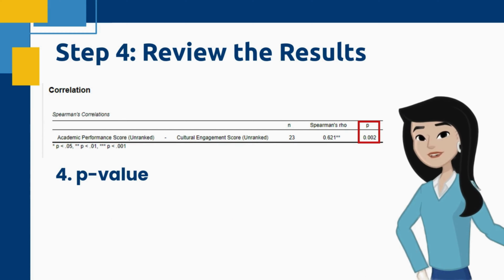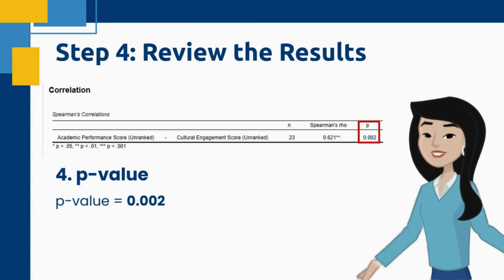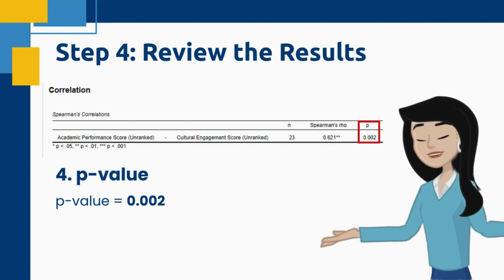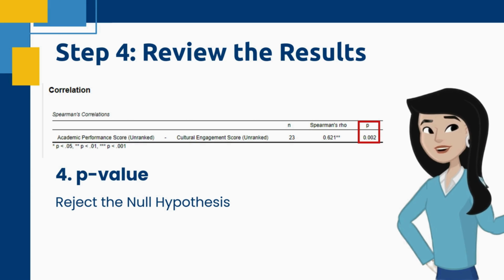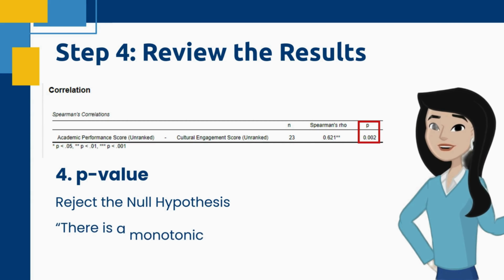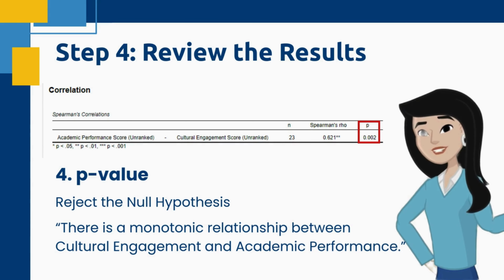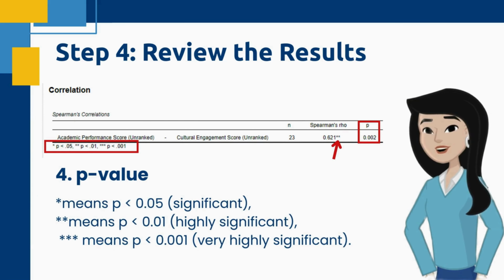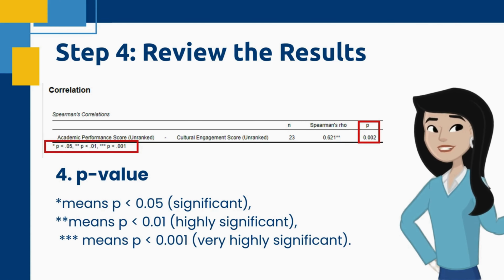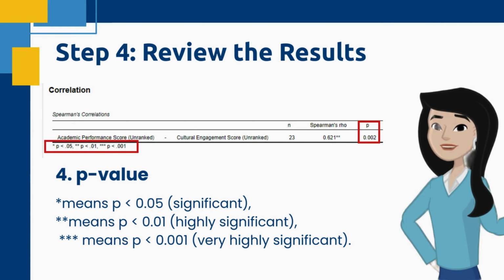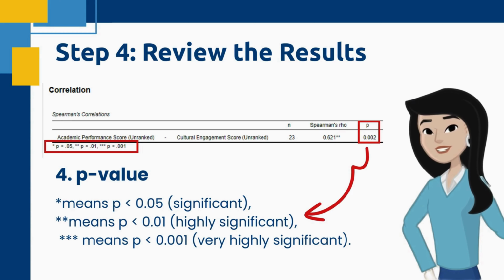In our example, the p-value is 0.002, which is less than 0.05. Therefore, we conclude that the result is statistically significant. So we reject the null hypothesis and say there is a monotonic relationship between cultural engagement and academic performance. You may also notice an asterisk next to the rho value in the JASP output to indicate significance. Since p equals 0.002, it's marked with 2 asterisks, meaning it's highly significant.